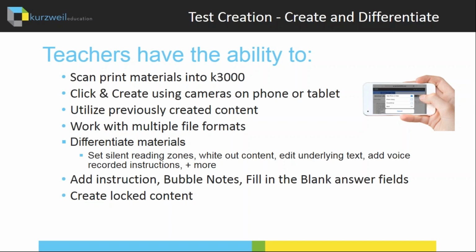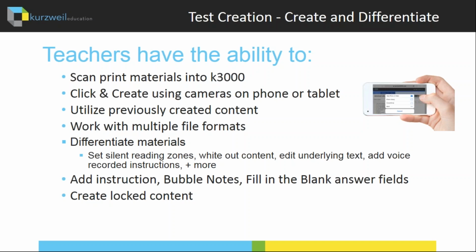Remember, we have the ability to differentiate materials for different students. One of the things I can do on a test is set what's called a silent reading zone. So I open up the test that we're going to give to students, and I go to Zone Editor. Then in Zone Editor, I right-click on a zone, and I can set a specific zone for silent reading. An example might be the directions are allowed to be read aloud to the students, but the question is not. Or the reading passage is not allowed to be read aloud to the student, but the questions are, because we want to determine the student's reading ability or whatever.